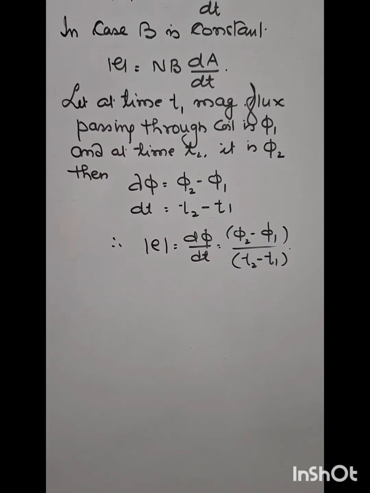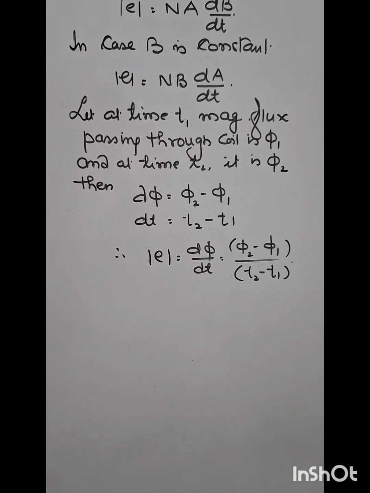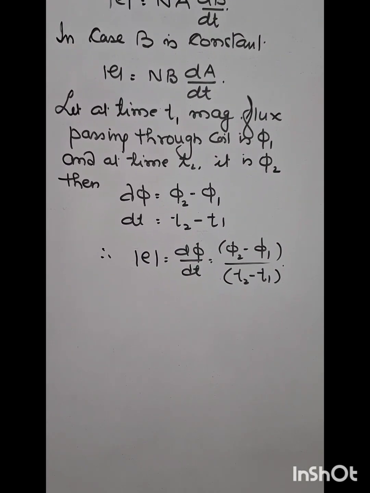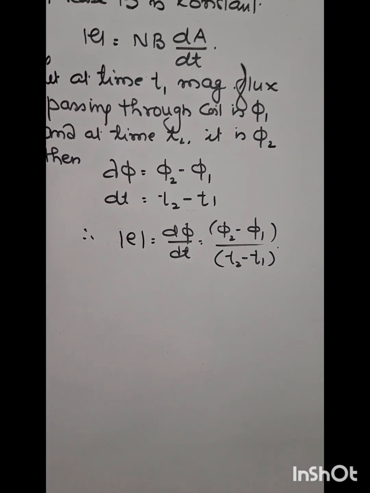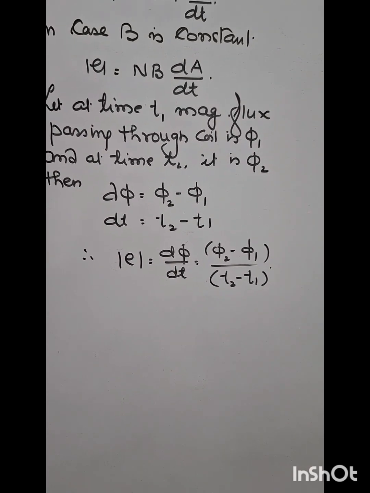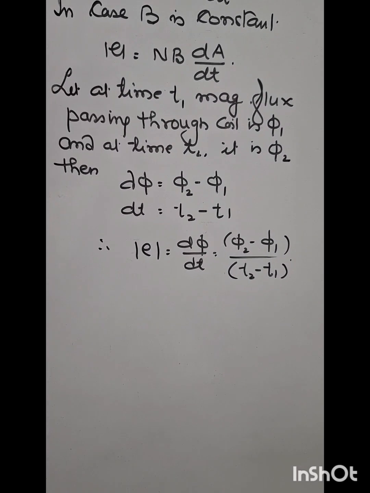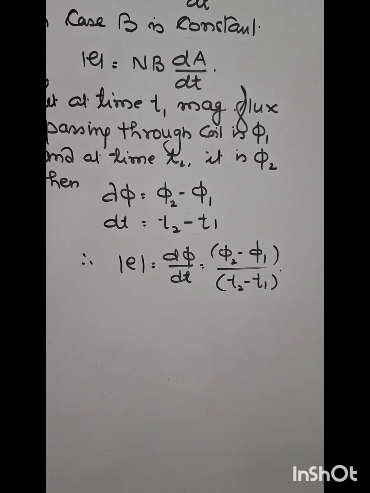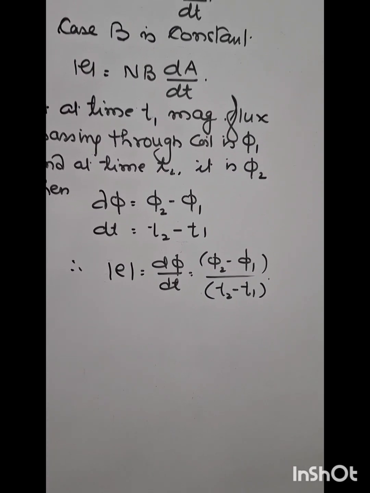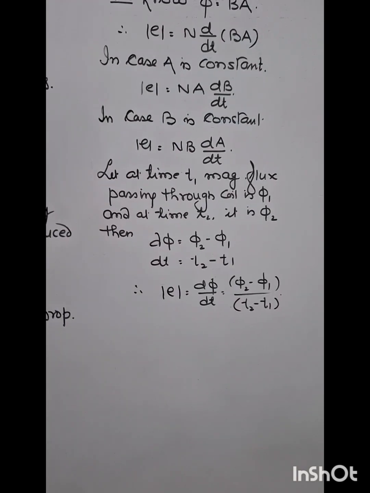Suppose at time t1, the magnetic flux passing through the coil is φ1, and at some later time the magnetic flux becomes φ2. Then dφ = φ2 − φ1, and dt = t2 − t1. So the magnitude E = dφ/dt can also be written as (φ2 − φ1)/(t2 − t1).